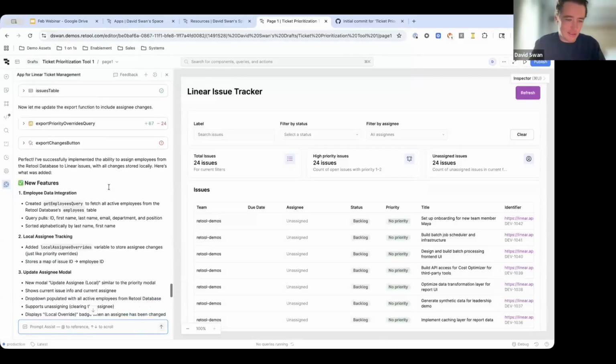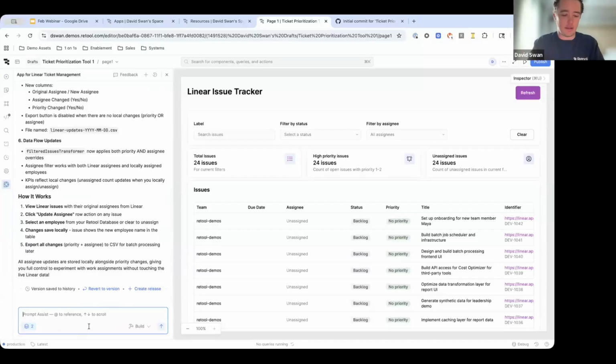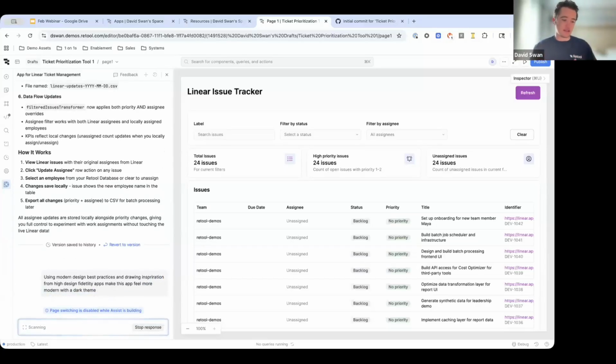Now, what I've shown is a pre-built application, but I can go in and continue to build this out. Something, whether it's as simple or as complex as adding in a database, or more simple like changing the styling, like using modern design best practices and drawing inspiration from high design fidelity apps. Make this app feel more modern with a dark theme.